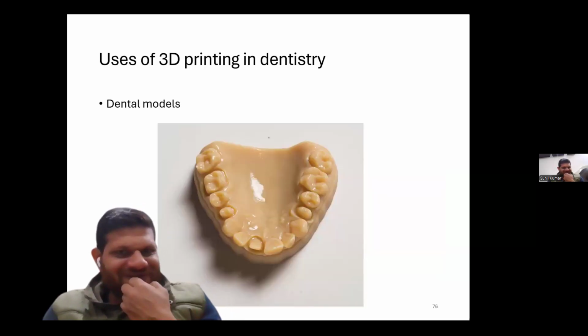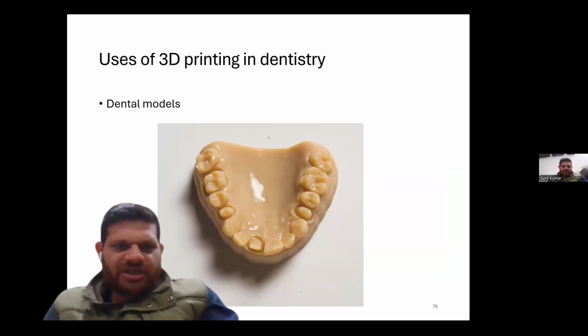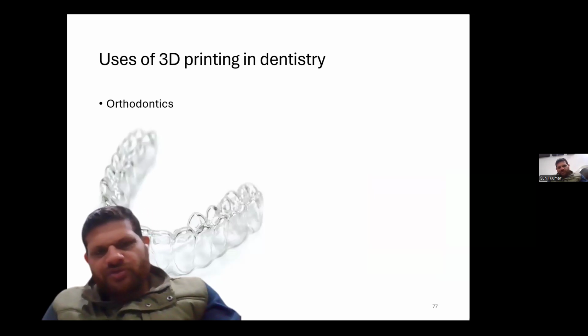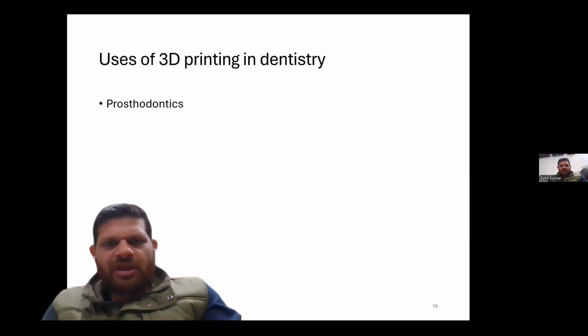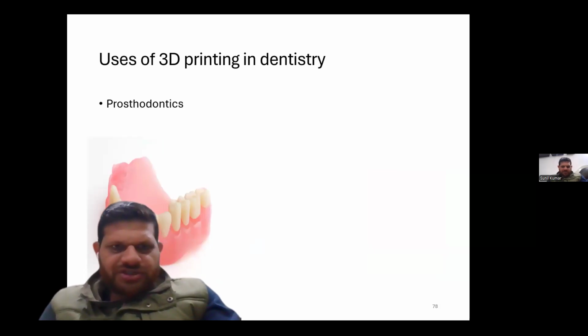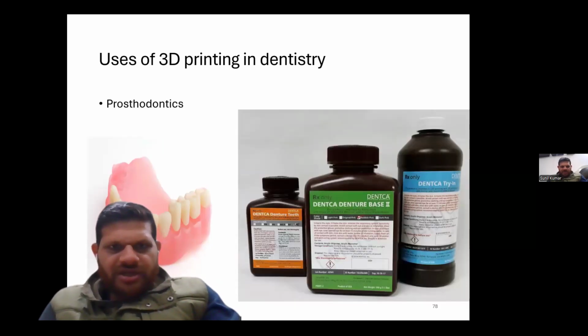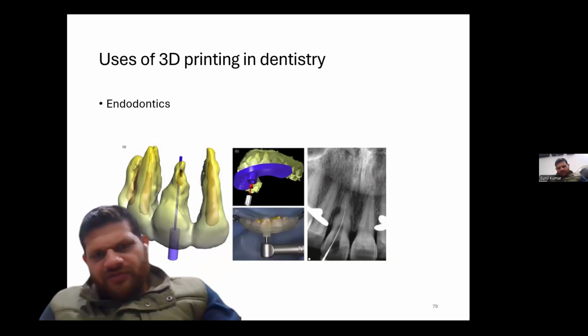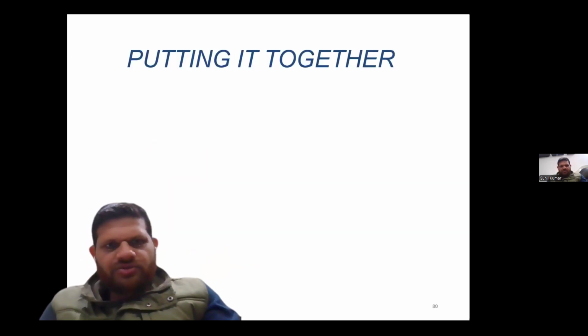3D printing is also used in dental models, in orthodontics, where we want to give a particular shape to our teeth. Then prosthodontics, where not all the teeth are to be changed, only a few teeth. We can create them with the help of 3D printing. And then endodontics, in which one particular tooth has to be reframed or reconstructed, we can use this.